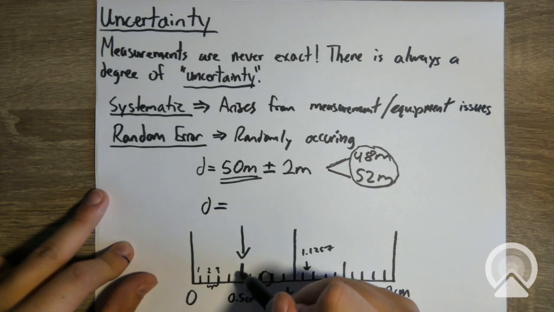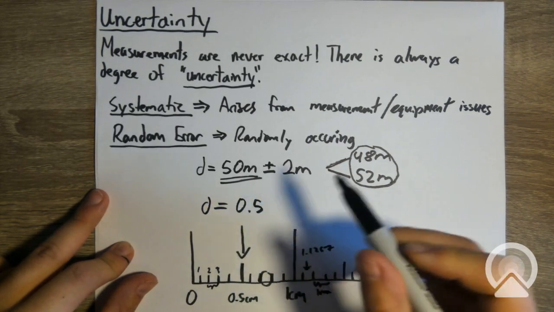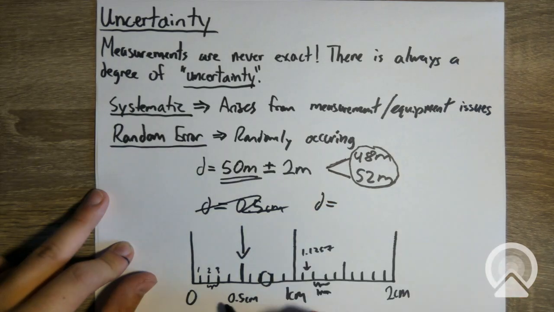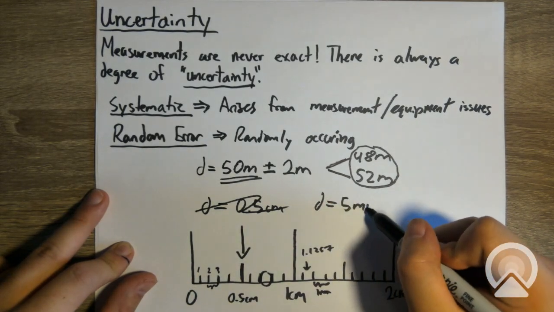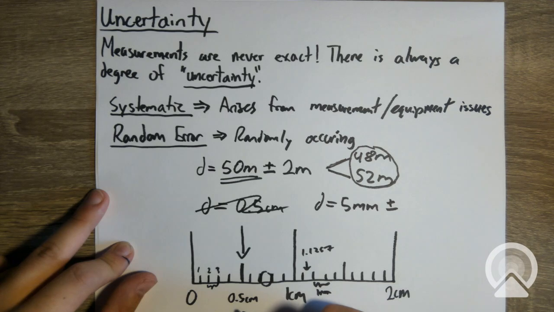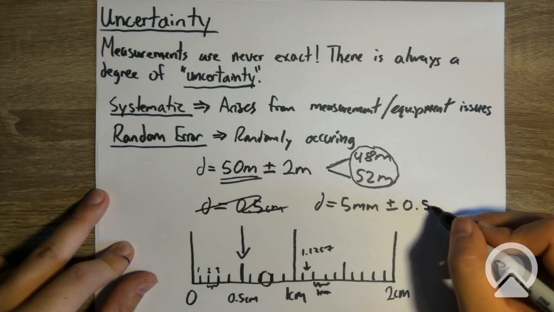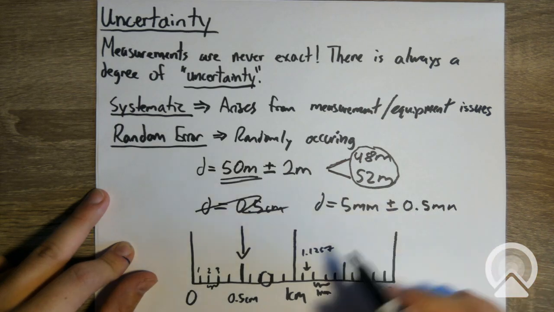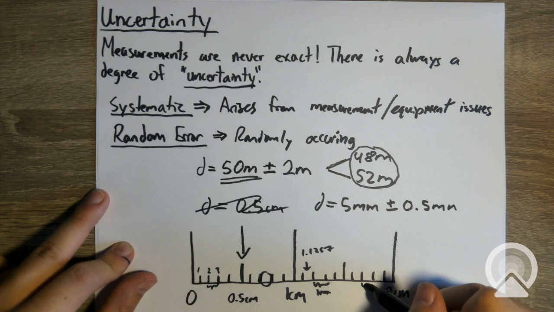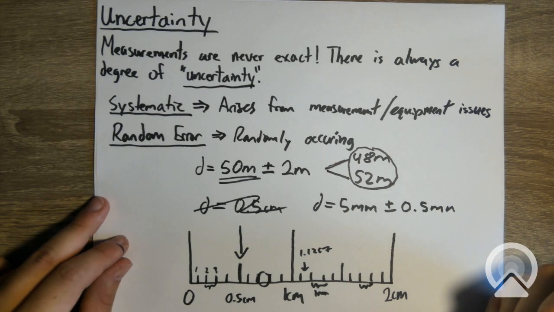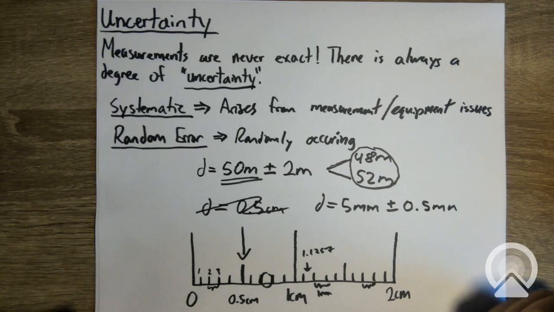So how this would look is if we measured 0.5 centimeters. In fact, I'll write it in millimeters instead to make it easier: 5 millimeters. This would be plus or minus half that, because plus or minus half of this would equal 1 millimeter, which is the smallest increment of the device. So that's how you do uncertainties with measuring devices.